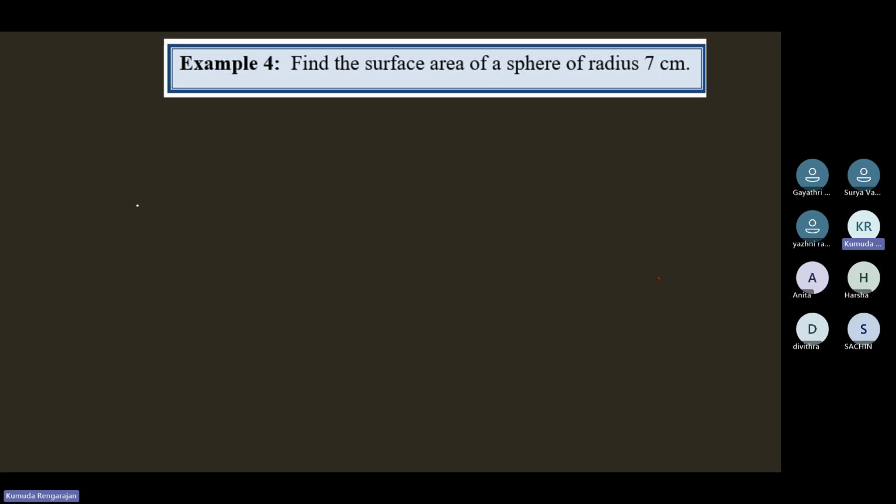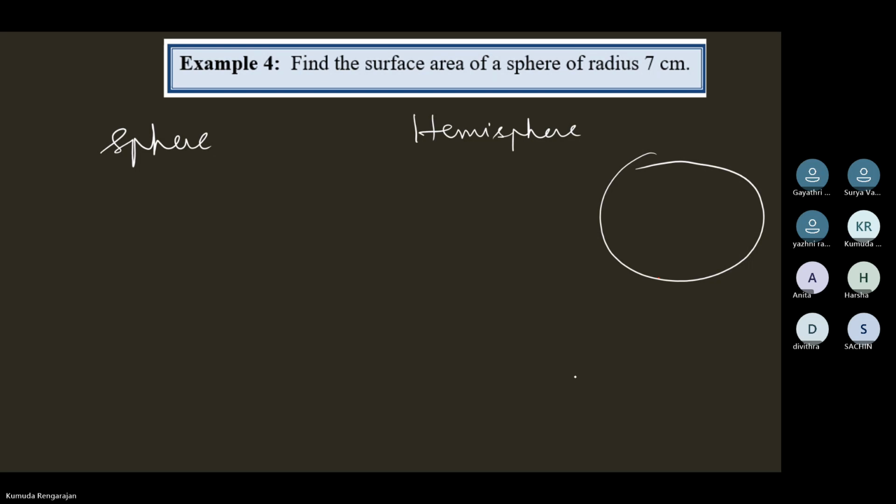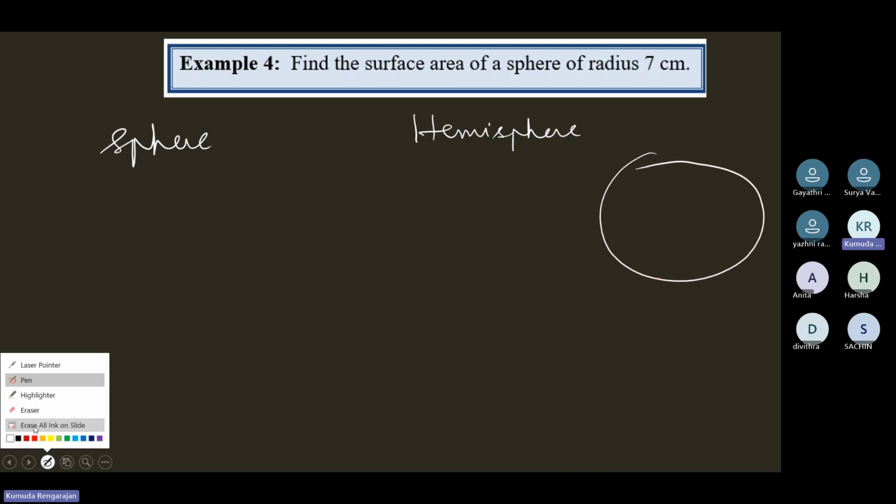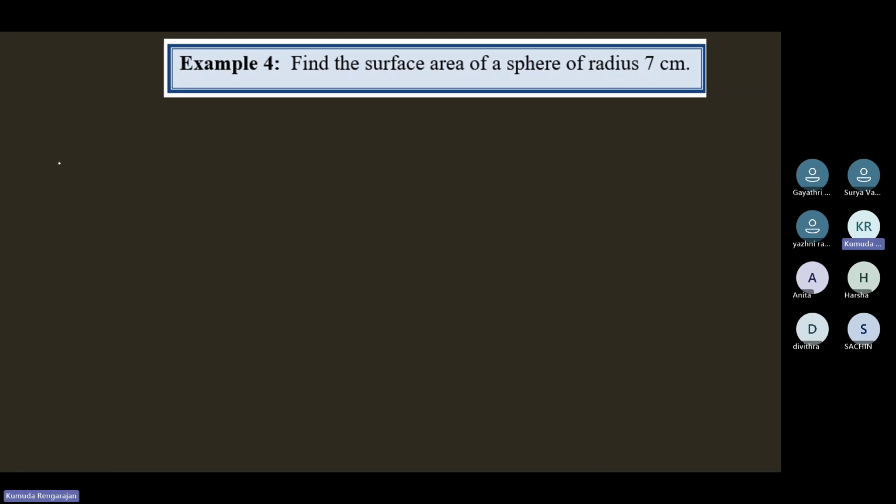Okay, so this is the next exercise, 11.2. It's about a sphere. So we'll see the formula for sphere and hemisphere. Half of a sphere is a hemisphere. You know how spherical objects look.